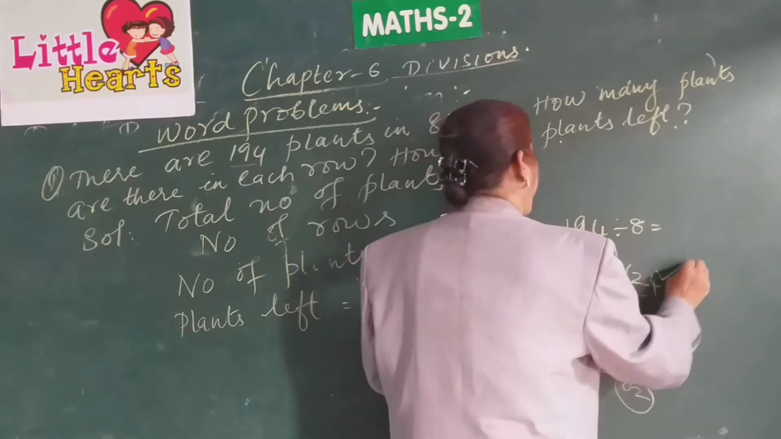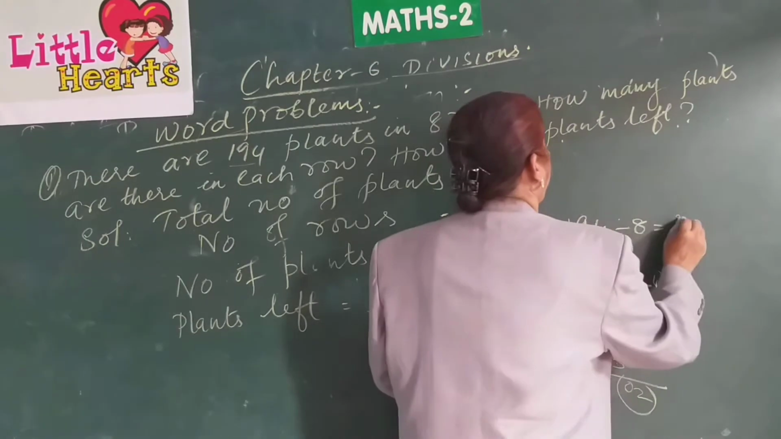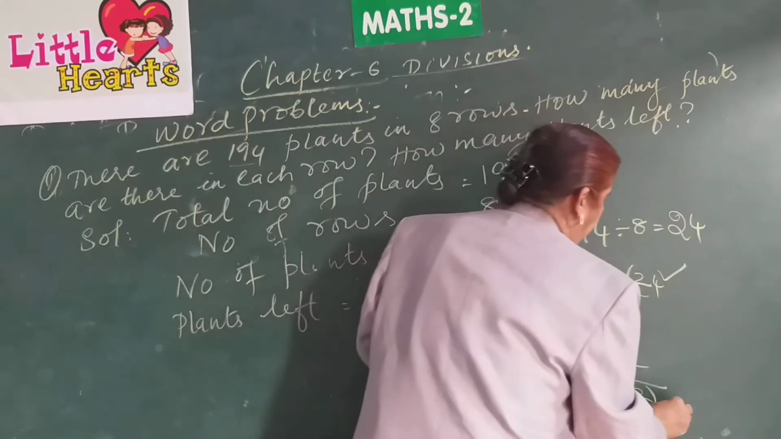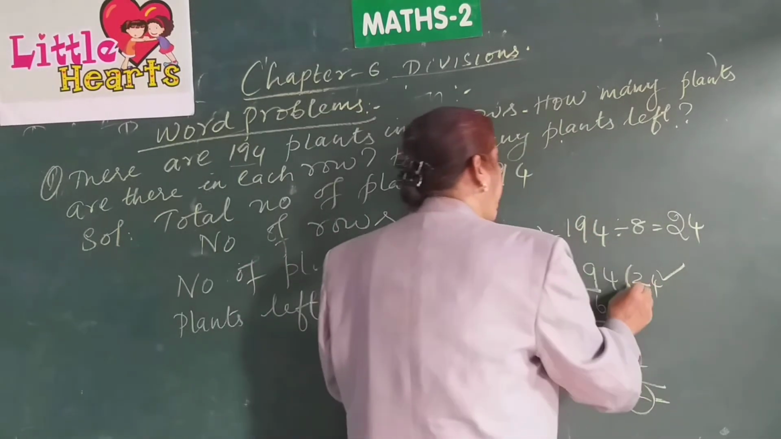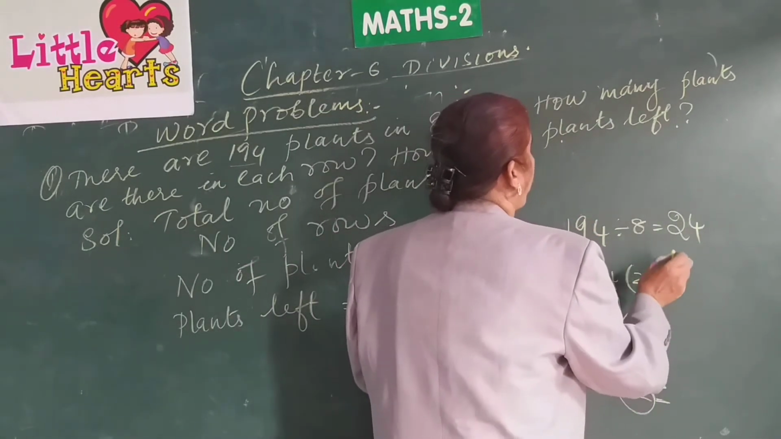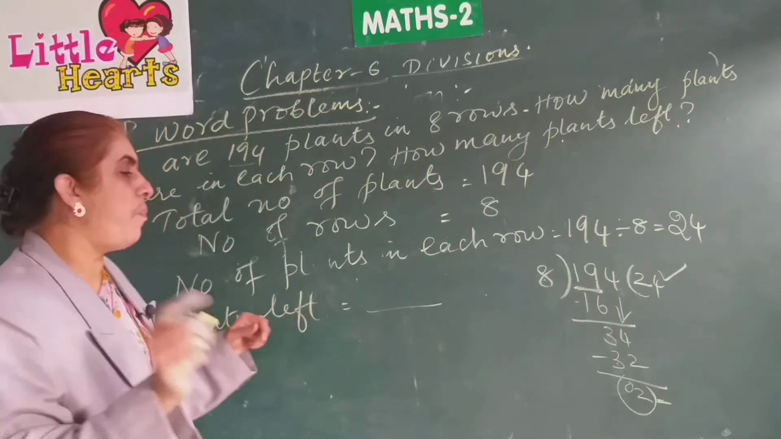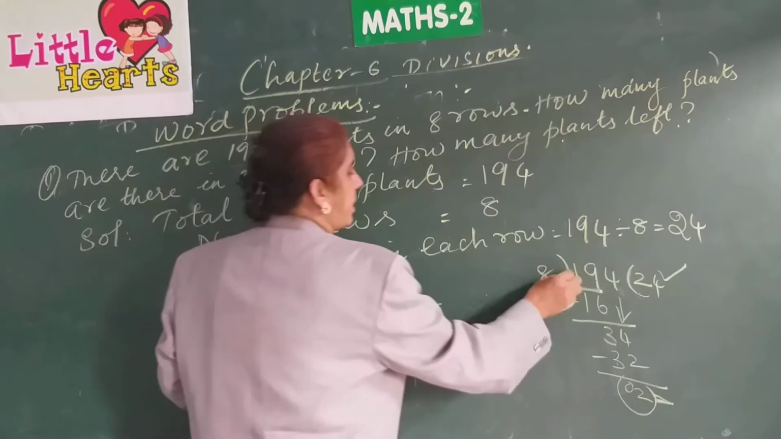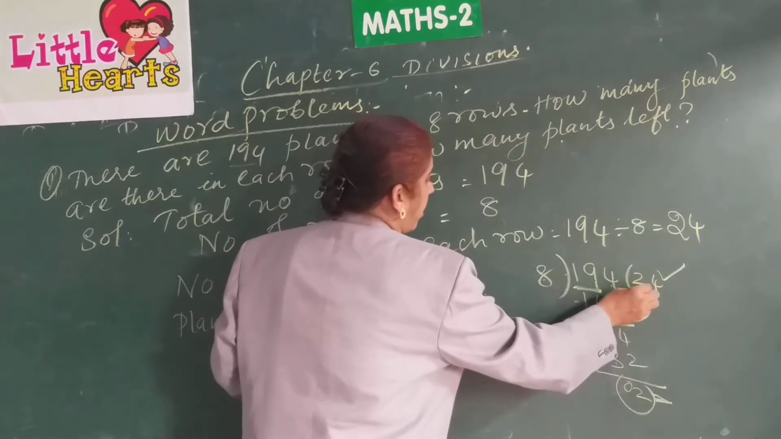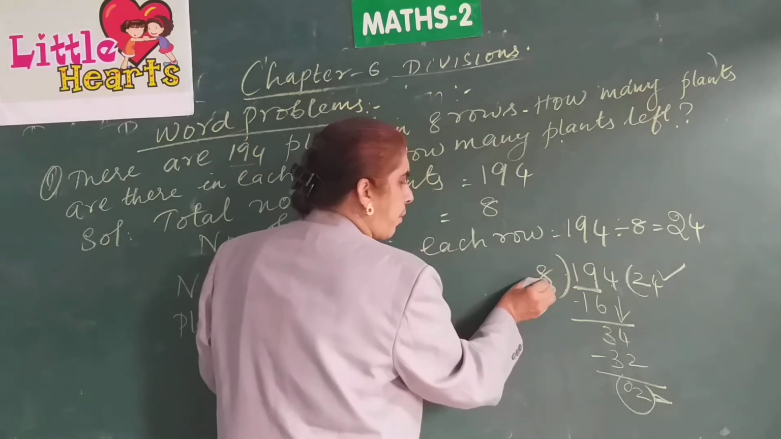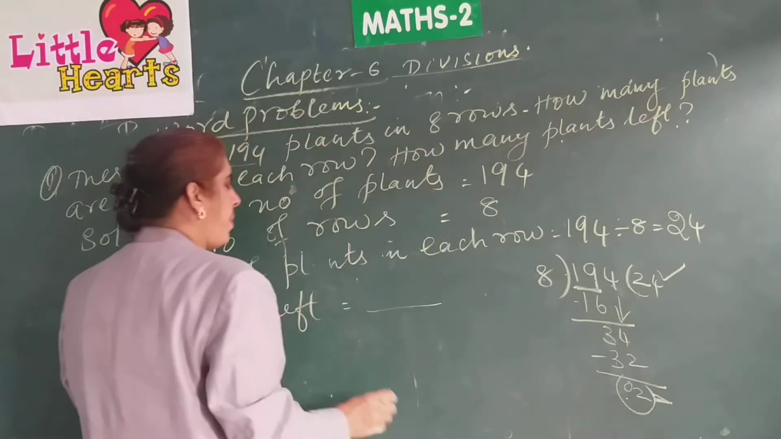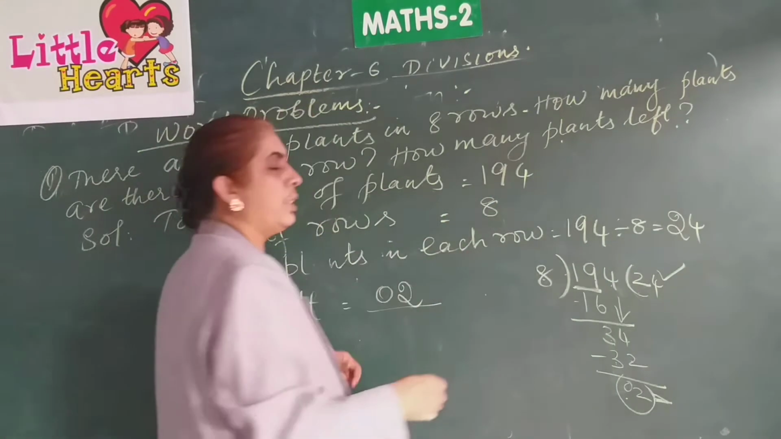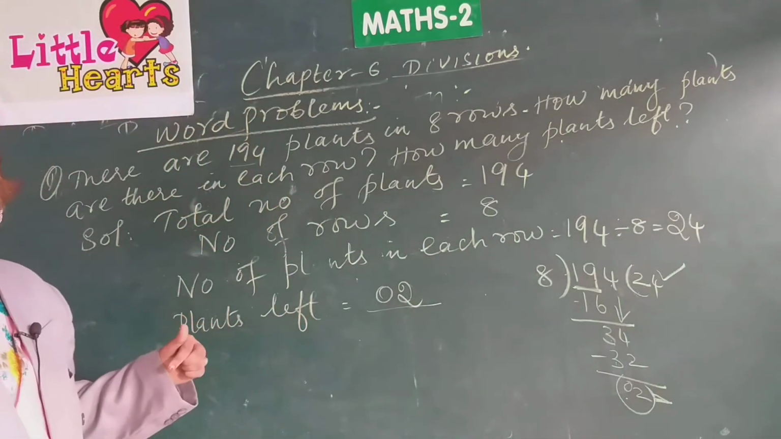So, number of plants in each row are 24, and how many plants are left over? In each row there are 24, such that 8 rows are there. Remainder is the number of plants left over. These are the total number of plants. These are the number of plants in each row. This is the number of rows, and this becomes the number of plants left. 2 plants are left after arranging in 8 rows.